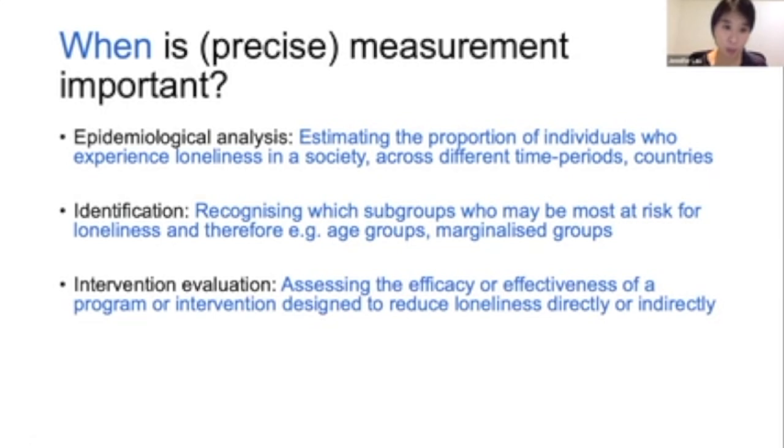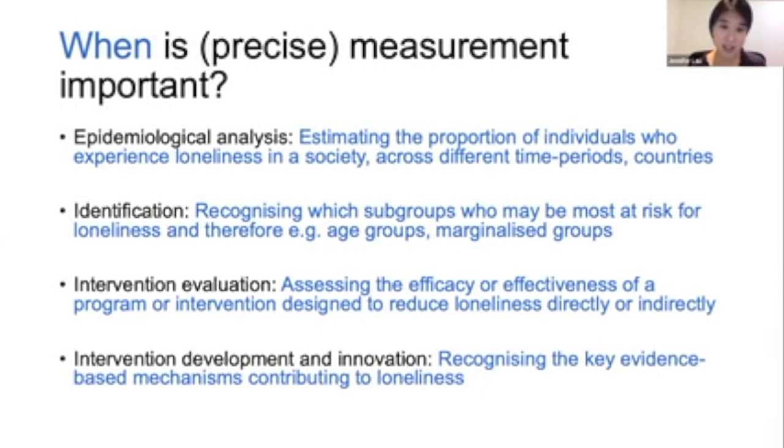And it's useful for monitoring interventions as well, for evaluating interventions. So I use the term intervention loosely here, not just to mean medical or clinical interventions, but community-based programs, policies, anything that is designed to intervene, to stop a negative outcome. And we need accurate measurement of loneliness here in order to be able to see whether or not a particular program or intervention or policy that's designed to reduce loneliness, either directly or indirectly, is working.